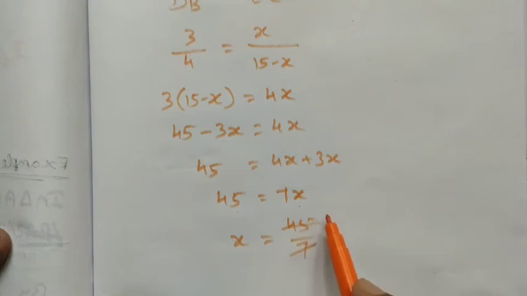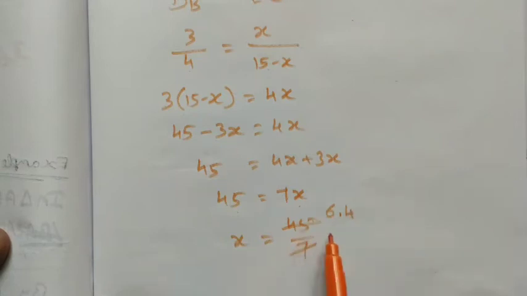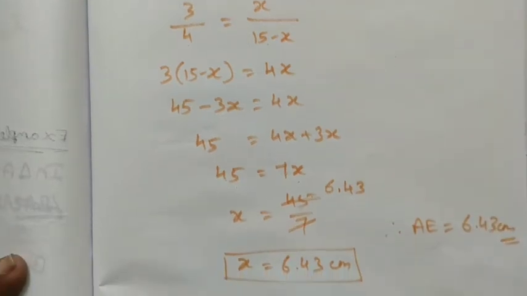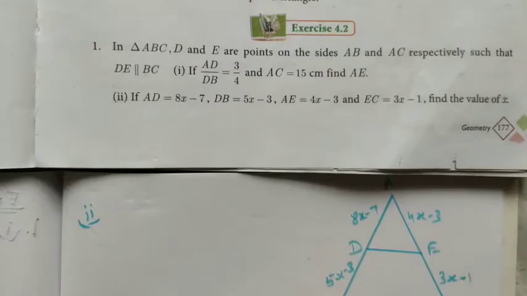7 6s are 42, and then remaining 3. We put a decimal point and a 0: 7 4s are 28, remaining 2, then 20, 7 3s are 21. So the value of x is equal to 6.43 centimeters. Therefore AE is equal to 6.43 centimeters. That is the answer. Let's see the second Roman number also.